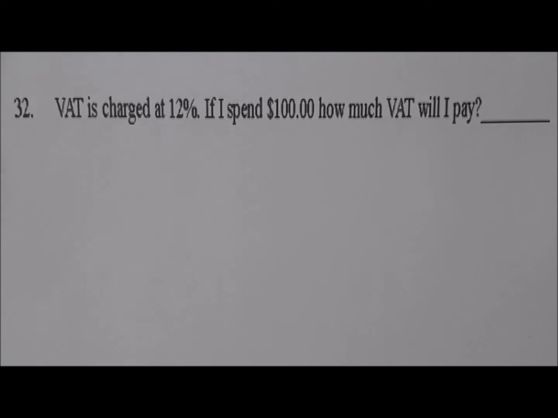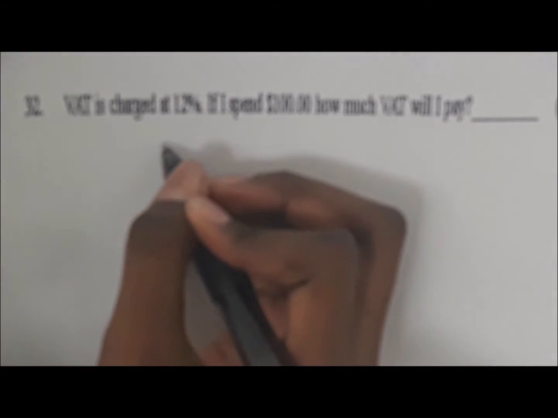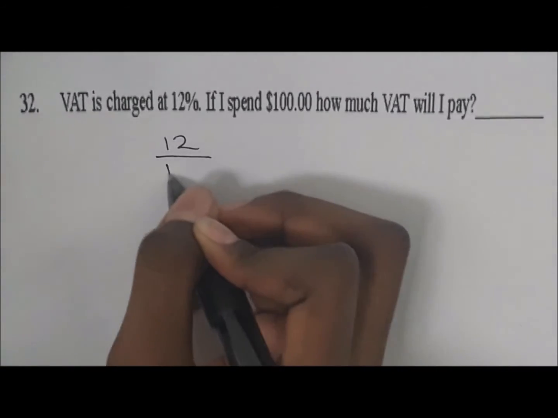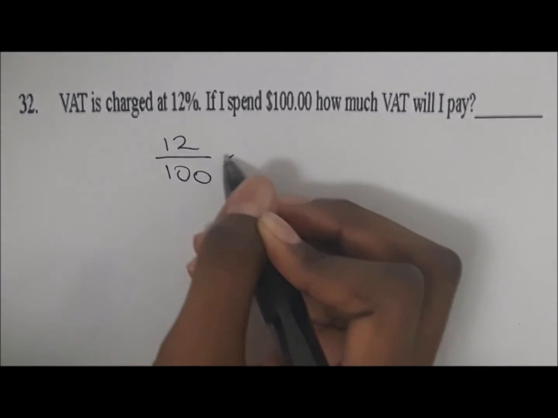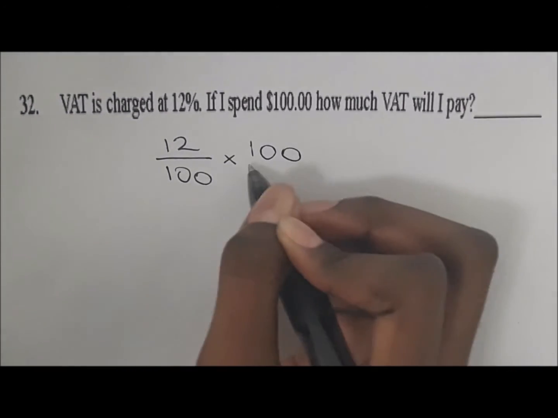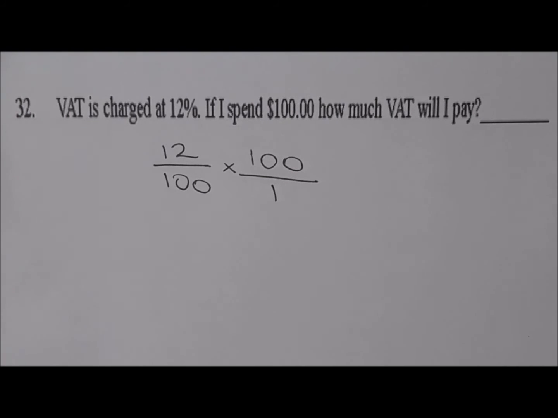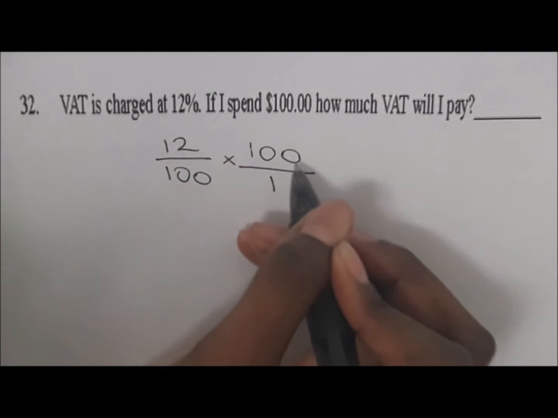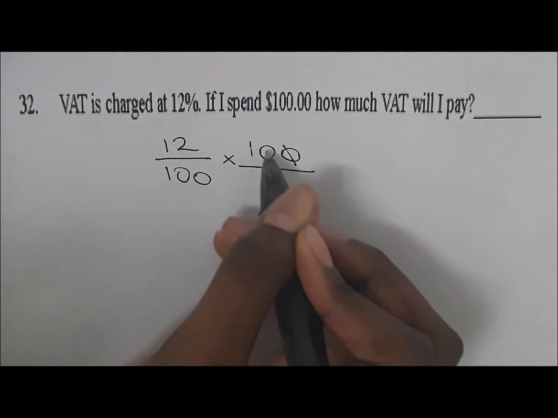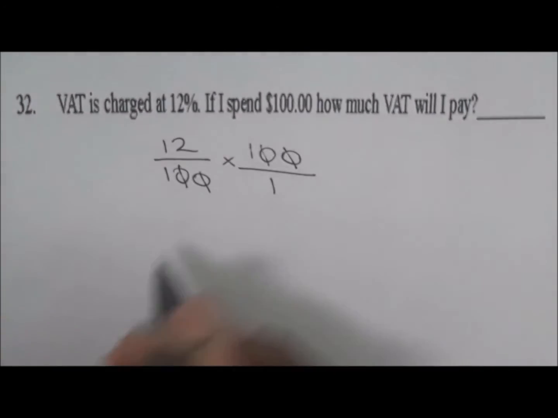Remember, percent means what? 12% means what? Over 100. 12 over 100, 12 divided by 100. Okay, go ahead, Rafaela, let's work it. Right, 12 over 100 times 100 divided by 1. Okay, so it's 12 divided by 100 times 100 divided by 1. What can you do next? Cancel out the zeros. You're dividing by 100, 100 divided by 100, which is 1.